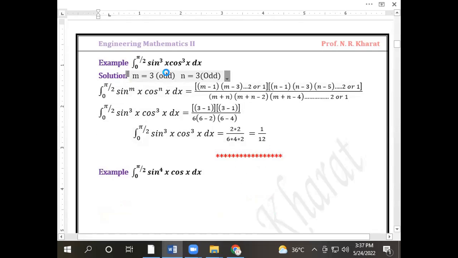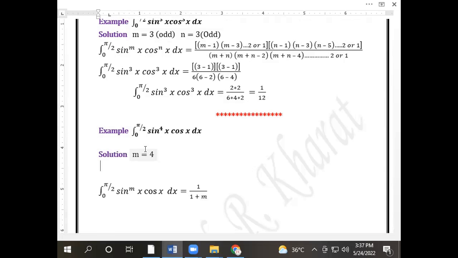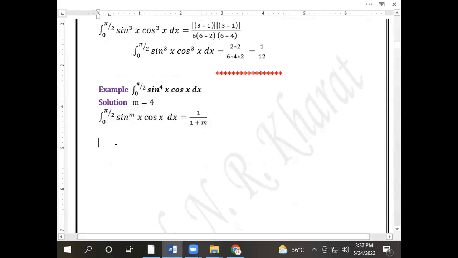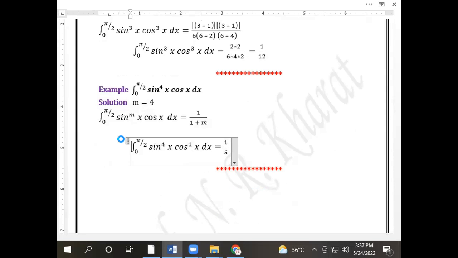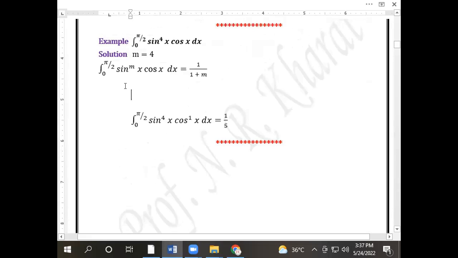And lastly, the formula of sine raised to m x and cos x. Here, the value of your p is 4. Then we have to use the formula. This is my formula. Instead of p, we write here m. It is 1 upon 1 plus m. When we compare this with the standard example, the value of your m is 4. So we got the final answer, that is 1 upon 5. 1 upon 5 is the solution.